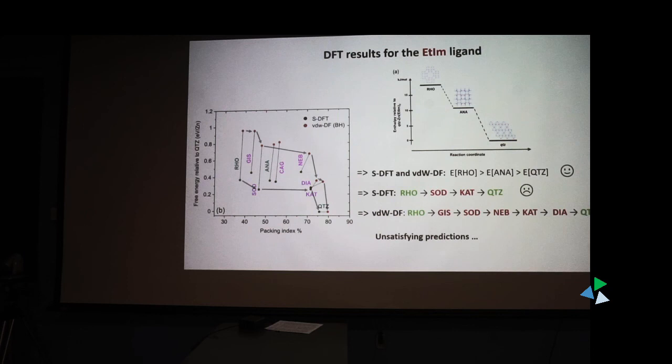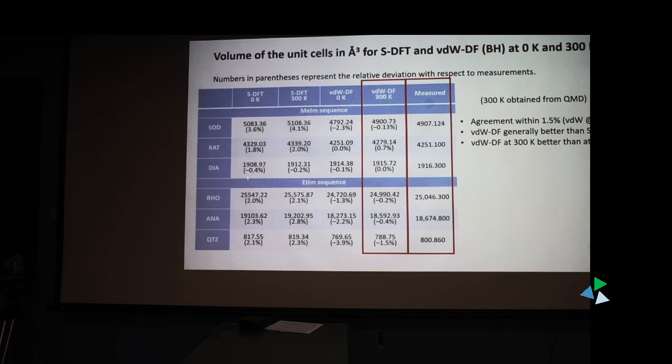We were wondering if our calculations were really correct, so we compared our calculations with experiments. This is a big table, but I just want you to focus on the last two columns, which represent the measured volume of the unit cell. Measured, okay, it was done at McGill University, and this is our best calculation. So we did the van der Waals calculation at 300K with quantum molecular dynamics, and the number in parentheses represents the relative deviation with respect to measurements.